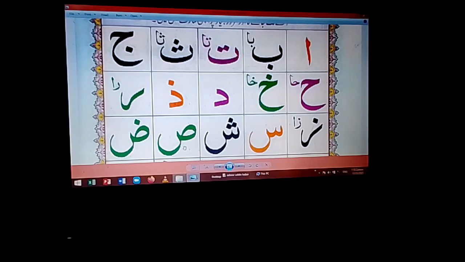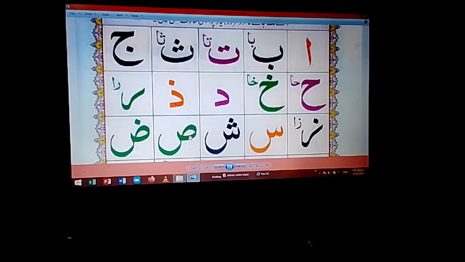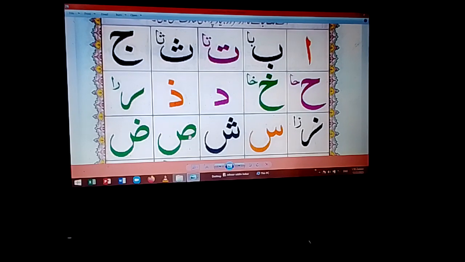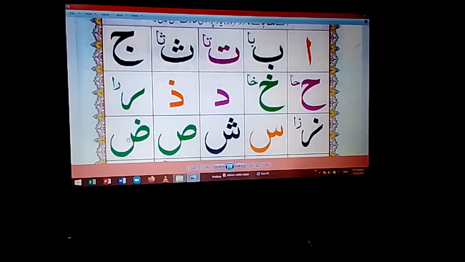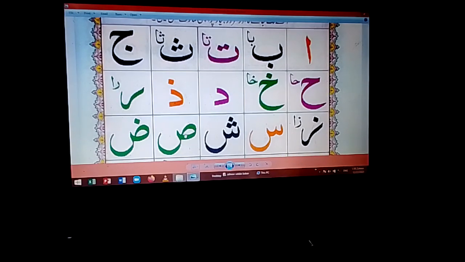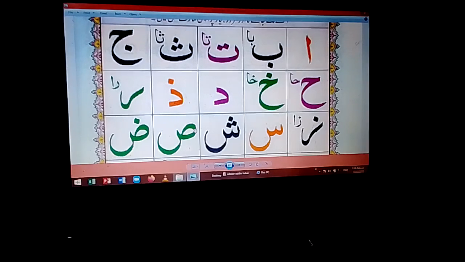Now coming back to this one, again two letters with the same shape. If a letter is without a dot, that is sad. And if a letter is with a dot, that would be dad. And I'm just telling you, there is a strong connection between this green letter and this orange letter. There is a huge connection.